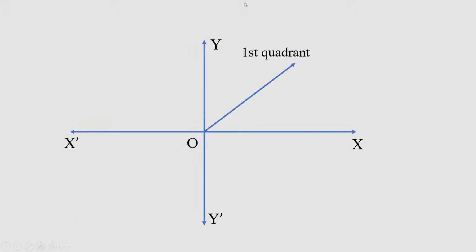In the first quadrant, we take any ray, and take any point on this ray, P of x, y, and draw a perpendicular from P to OX, PN. Therefore, if this point is P of x, y, then this length ON is equal to x, and this length PN is equal to y. And we get a right angle triangle here, PNO.